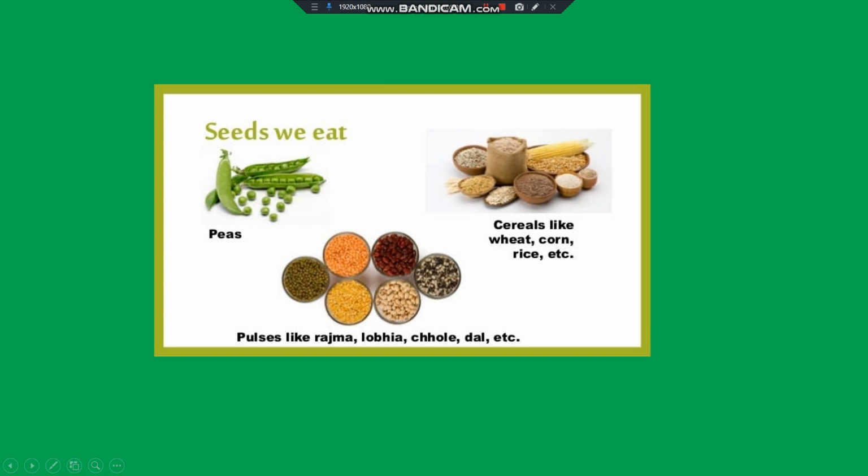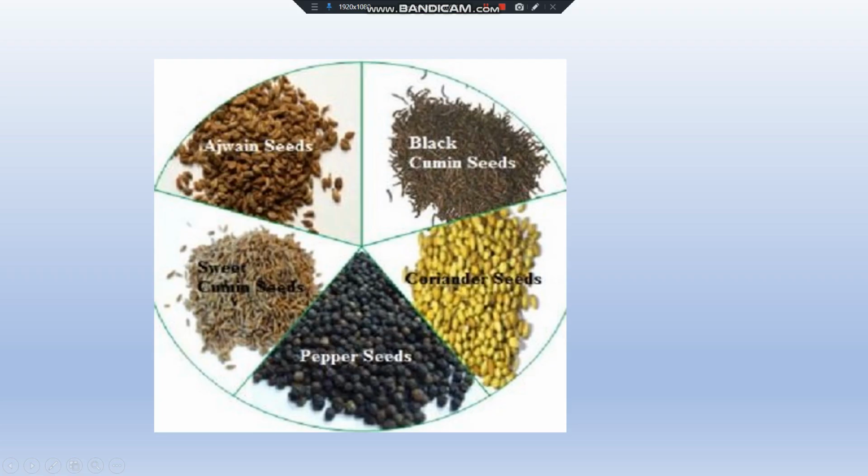Cereals, all the pulses, they all are seeds that we eat. And also the spices, we eat them as spices also. Example, ajwain seed, black cumin seed, pepper seed, coriander seed, etc.